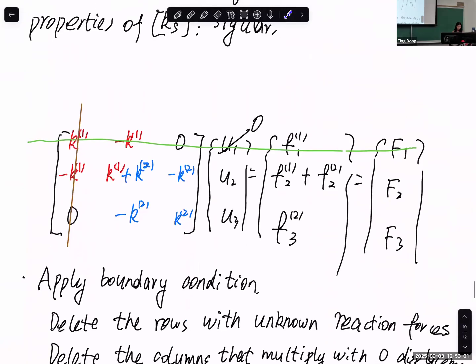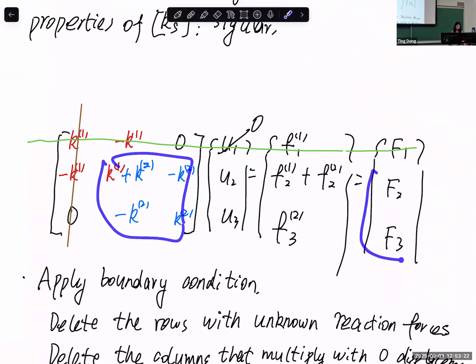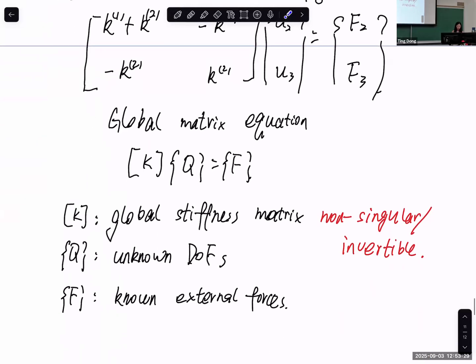After applying the boundary condition, it becomes 2 by 2, with 2 unknown degrees of freedom and 2 known forces. And we can calculate the inverse. This one now becomes non-singular, invertible. The determinant is non-zero, and we can have the inverse of this matrix times the force vector equal to the unknown degrees of freedom. So this is how we apply the boundary condition. After we apply the boundary condition, it becomes the global matrix equation. And yeah, this is the theory part.